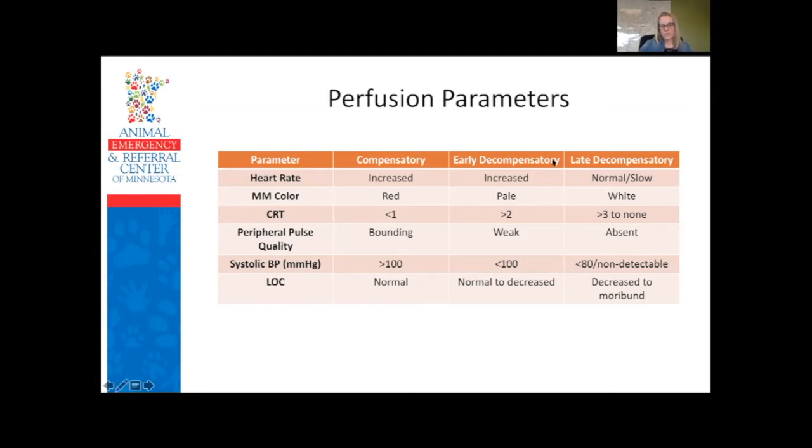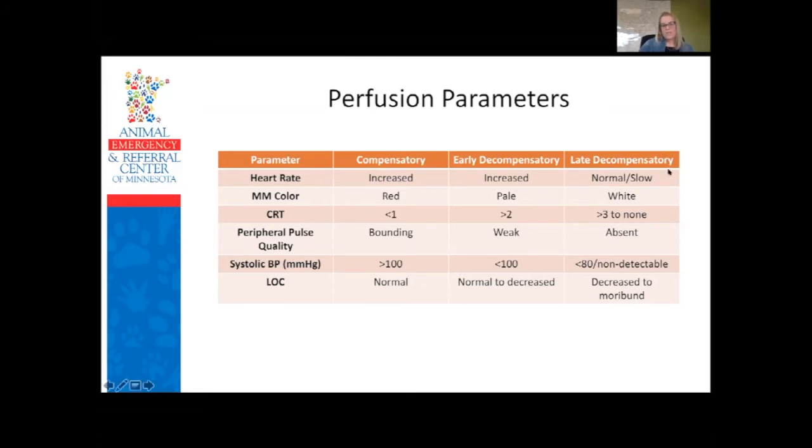As they progress into the early decompensatory stages of shock, that heart rate is probably still going to be increased. The body's still working hard, but your mucous membranes are going to be pale. Your capillary refill time is going to start to be prolonged, and they're probably going to have weak pulses. And this is where you might start to see these patients become hypotensive, because at this point, the body is still working hard to compensate, but they're not quite making it. So they're starting to shunt the fluid volume to the vital organs in the body. So you're going to start to see some increasing signs of perfusion deficits.